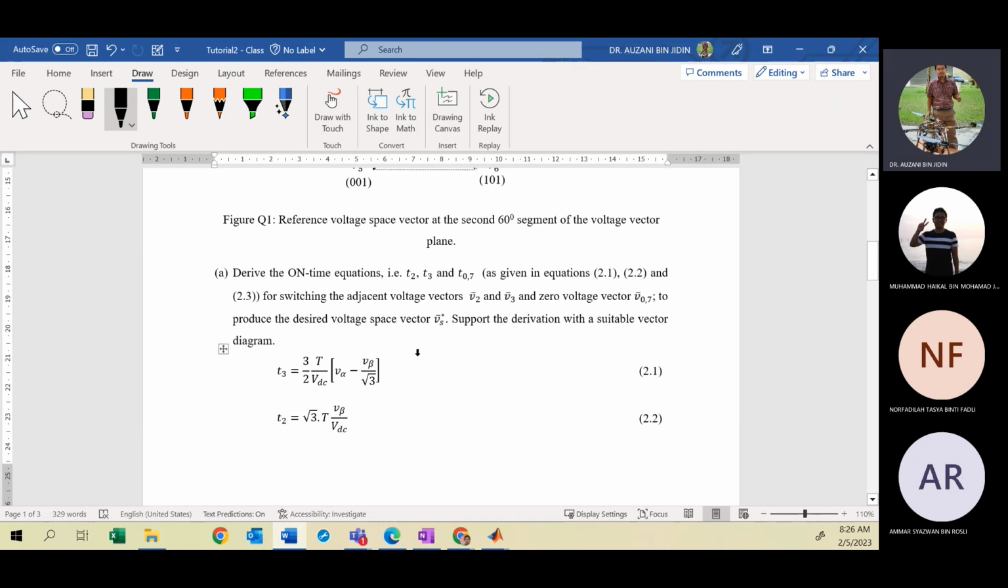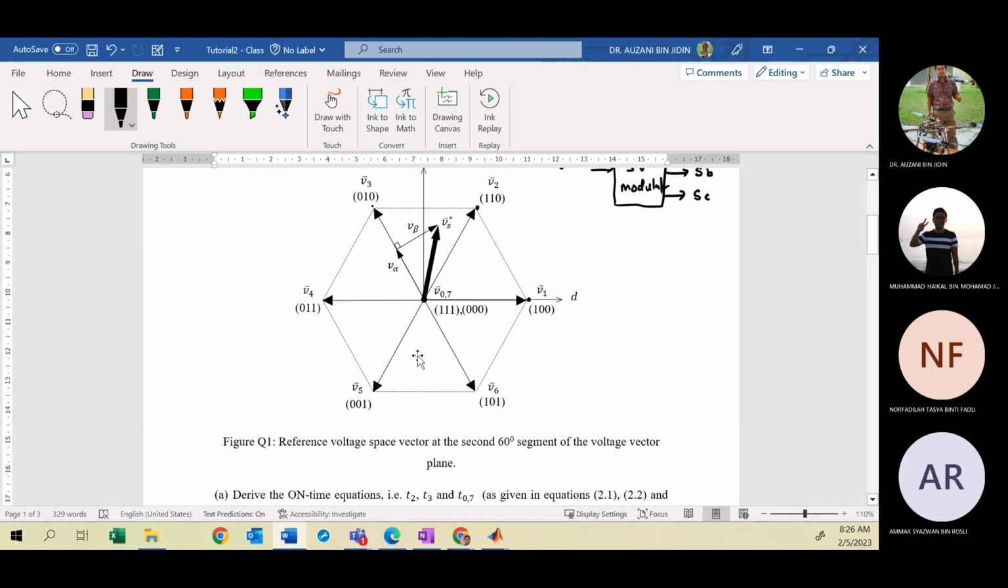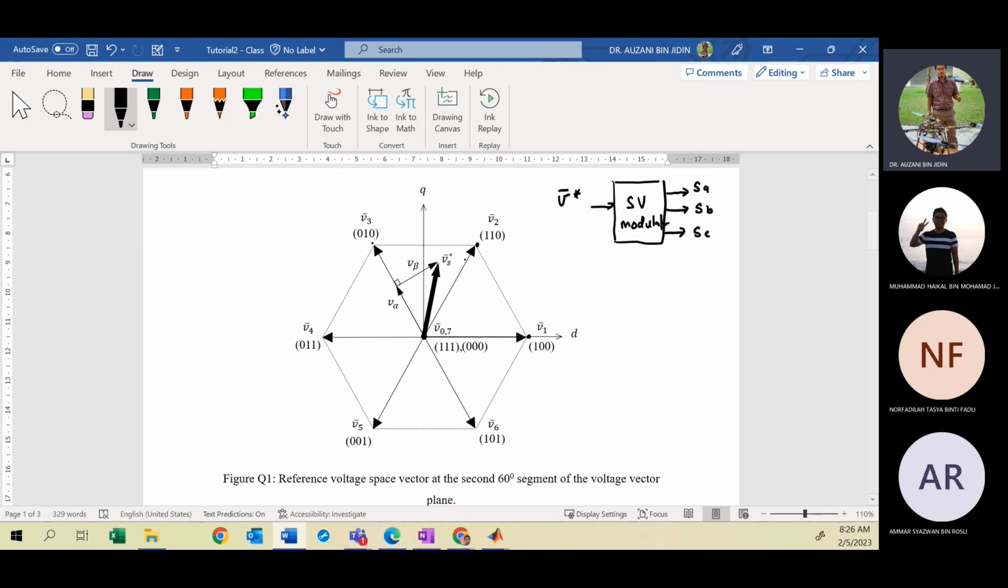How to derive? For this case, you can notice the reference is located in sector number 2. Firstly, you need to identify the adjacent voltage vectors. In this case, the adjacent voltage vectors are V2 and V3. Clear? V2 and V3.